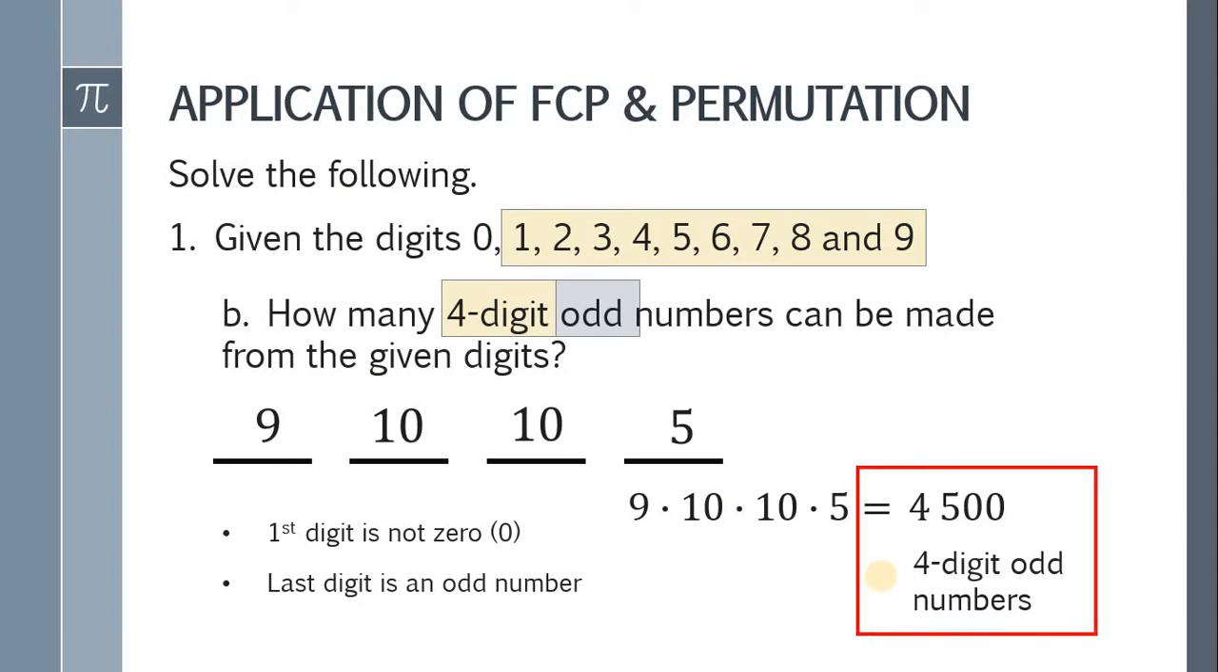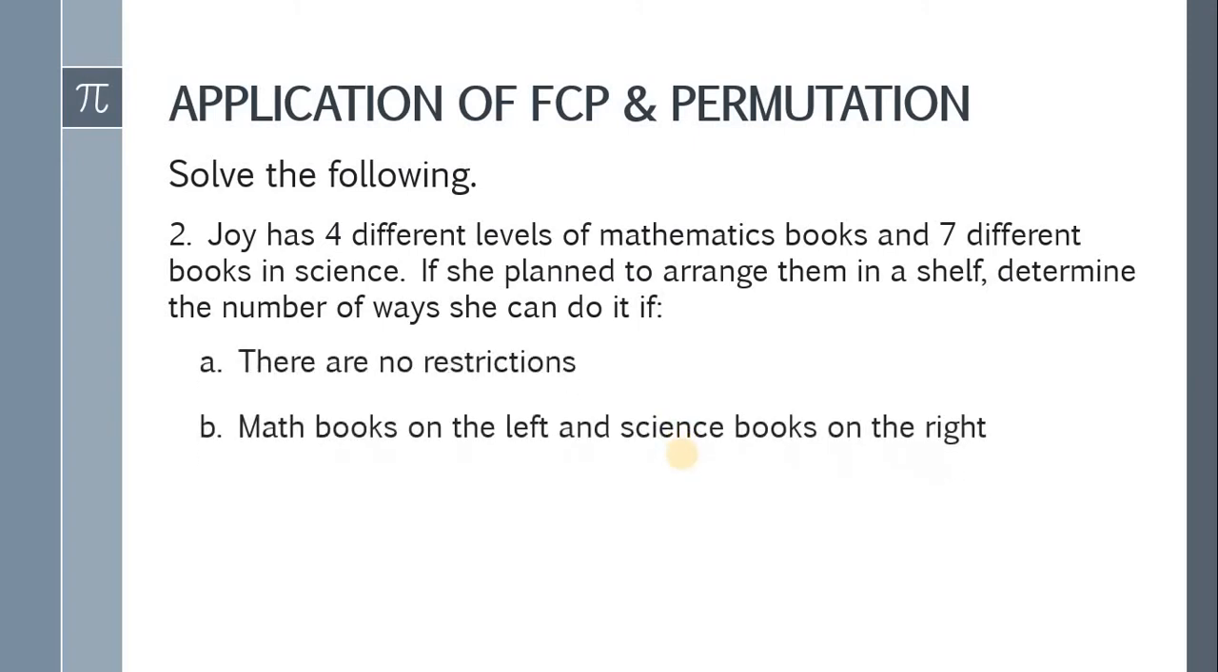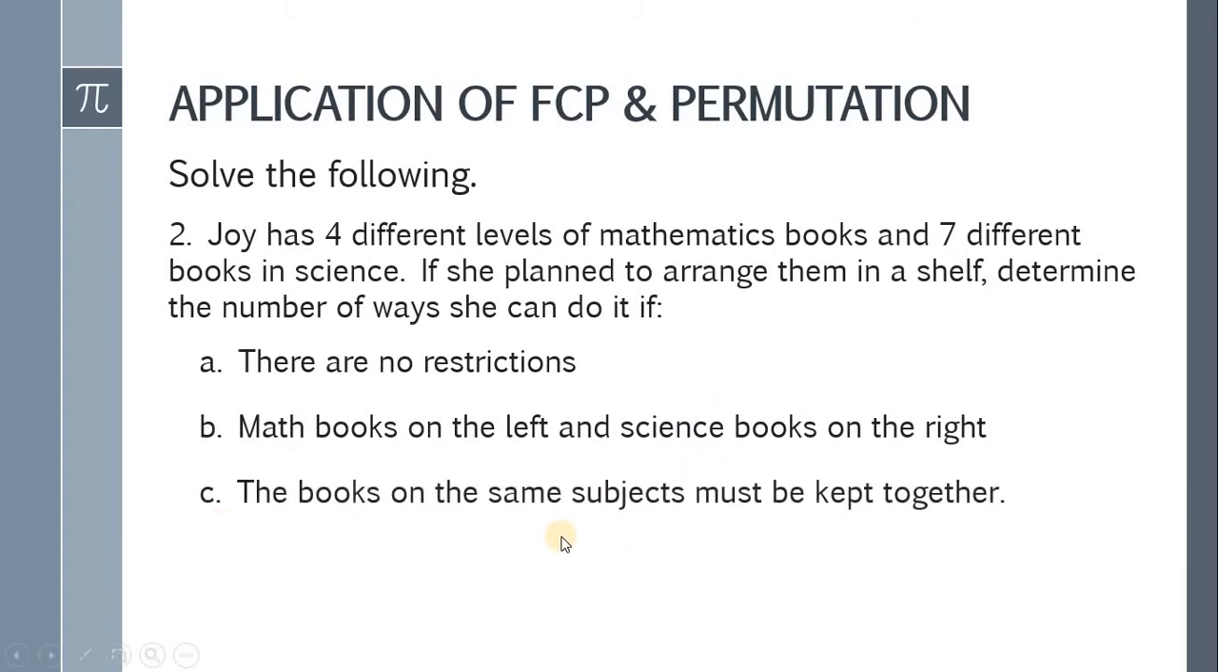Now, let's move on to question number 2. Joy has 4 different levels of mathematics books and 7 different books in science. If she planned to arrange them in a shelf, determine the number of ways she can do it. If, letter A, there's no restriction. Letter B, math books on the left and science books on the right. Letter C, the books on the same subjects must be kept together.